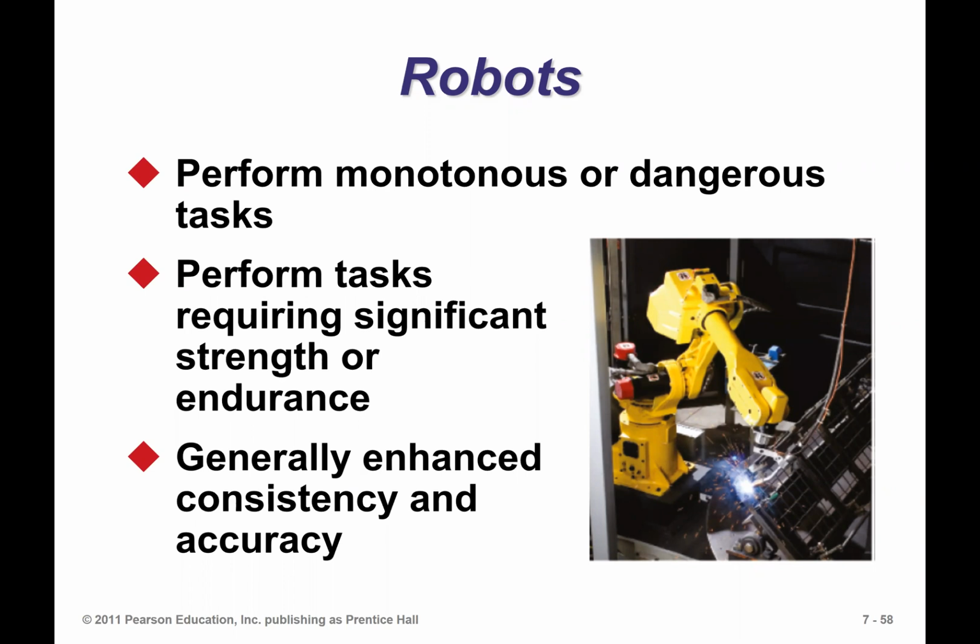So robots handle dangerous tasks. They perform tasks requiring significant strength or endurance, and robots generally enhance consistency and accuracy, because they will pour the same amount every time in every glass for a specific drink.